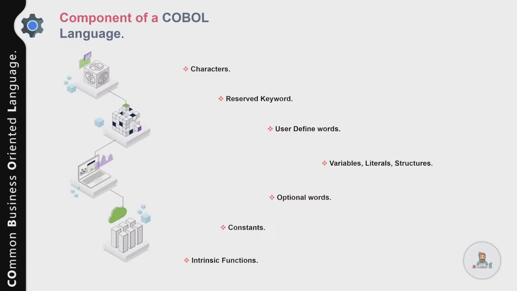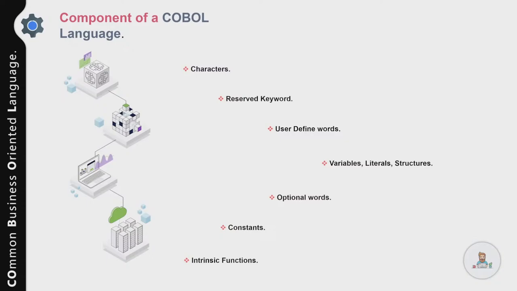So the first component is character. Second one is reserved keywords. Then you have user-defined words. Apart from that, you have variables, literals, and structures. After that, you have optional keywords, constants, and intrinsic functions. And with the help of these components, you can create your business logic of the COBOL program.